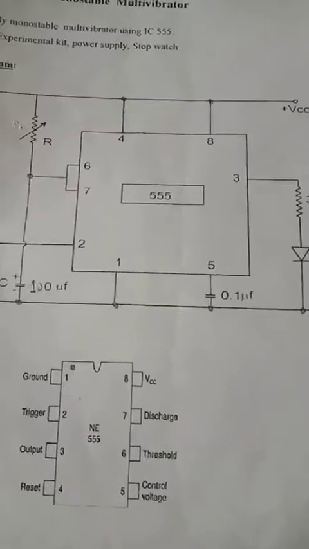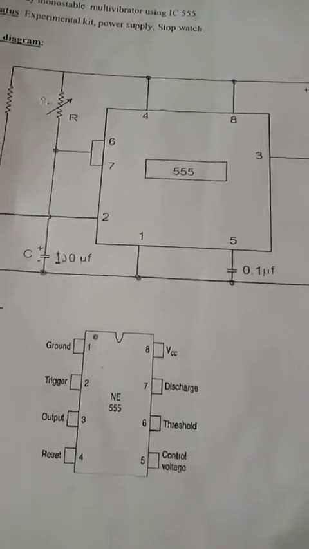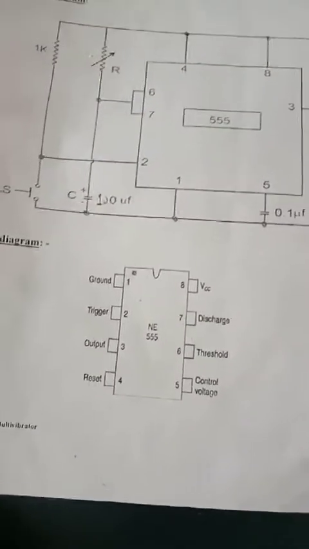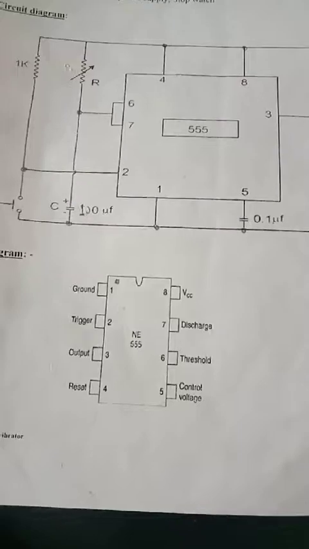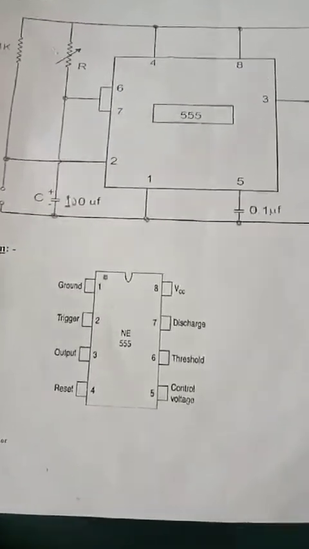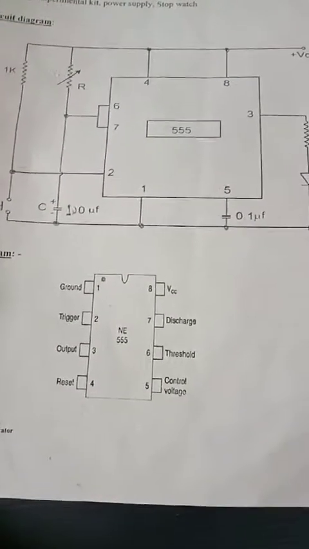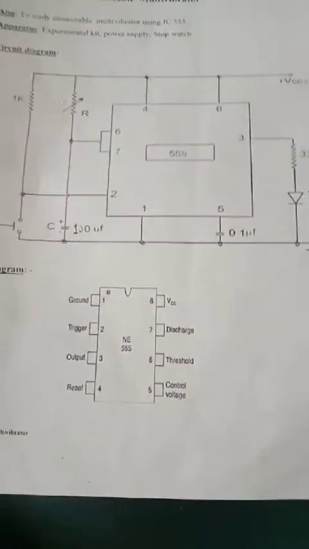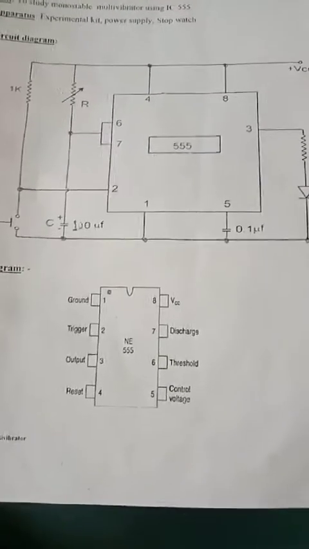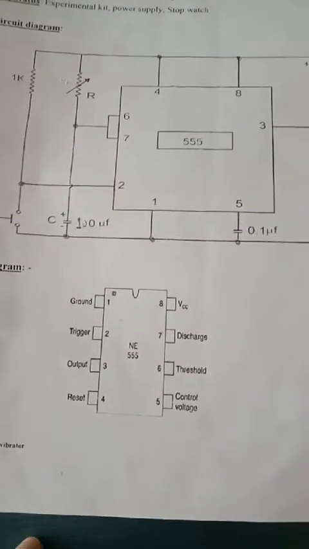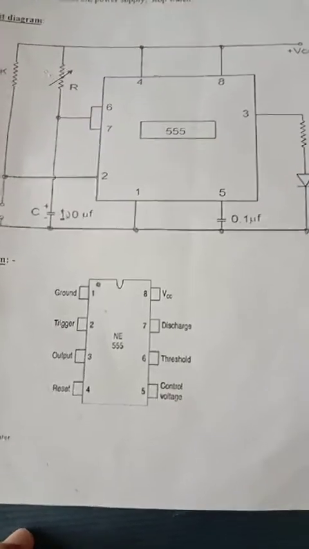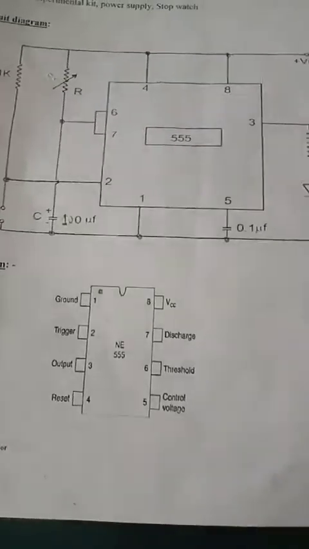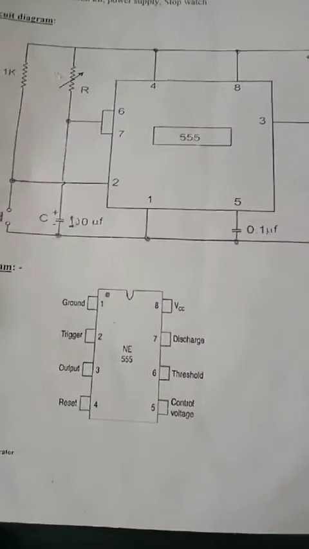IC 555 is an 8-pin IC: pin number 1 ground, pin number 2 trigger, pin number 3 output, pin number 4 reset, pin number 5 control voltage, pin number 6 threshold, pin number 7 discharge, and pin number 8 plus VCC. That means pin number 1 is always connected to ground or the negative terminal of the DC power supply, and pin number 8 is connected to plus VCC.